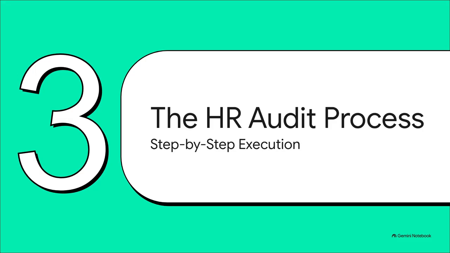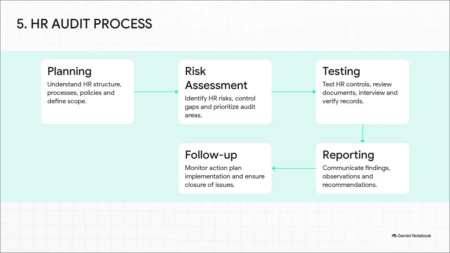Okay, Section 3, the HR audit process. Let's talk about the step-by-step execution out in the field. Under 5, HR audit process, we execute using a strict 5-step methodology. Step 1 is planning, where we understand the structure and define our scope. Step 2 is risk assessment. This is crucial. Say you discover a company's manual overtime approval process is just incredibly vulnerable to manipulation. Well, you'd prioritize that gap right then and there. Step 3 is testing and evaluation. Step 4 is reporting our findings. And finally, Step 5, follow-up. Seriously, if management doesn't actually implement the action plan to fix the problems you found, the whole audit was a waste of time. Follow-up is absolutely essential.